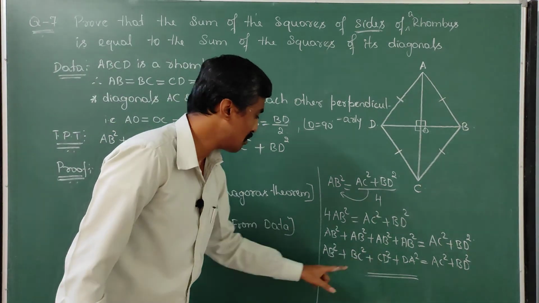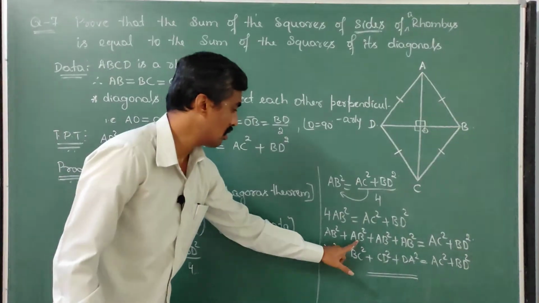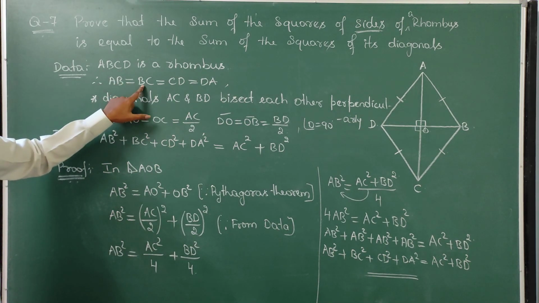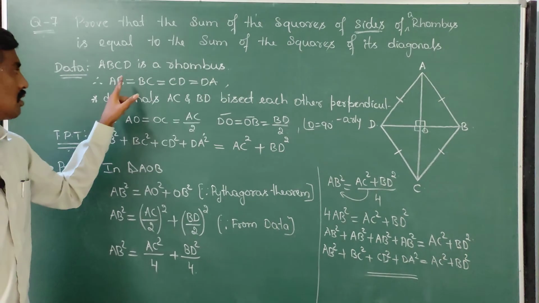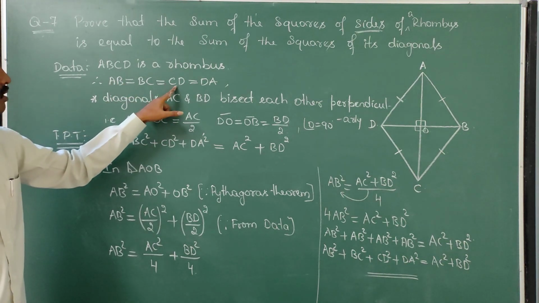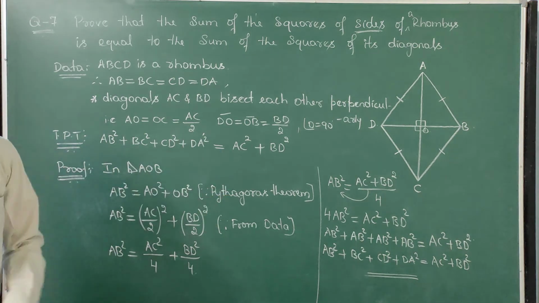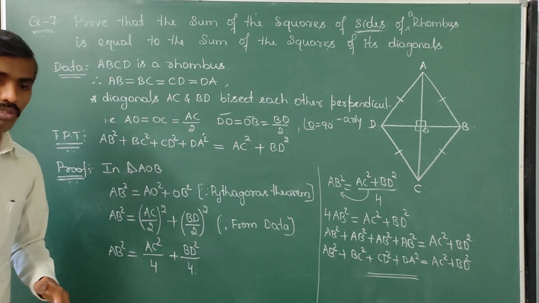So this property we applied. Instead of AB square we got this from the data. AB is equal to BC, so all 4 sides are equal. So instead of AB we can write CD, and instead of AB we can write DA. So that is applied. Okay, I think you have understood this problem.